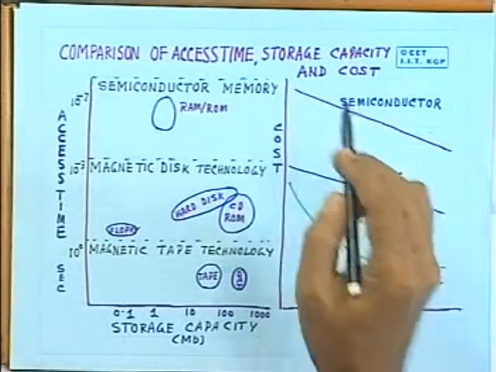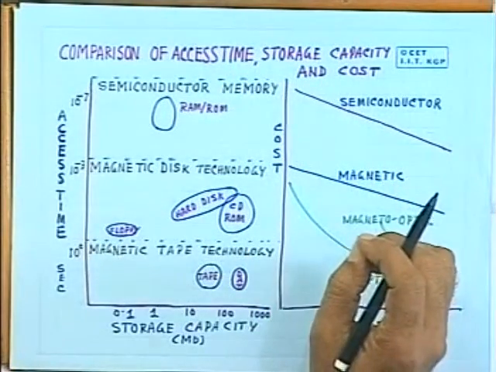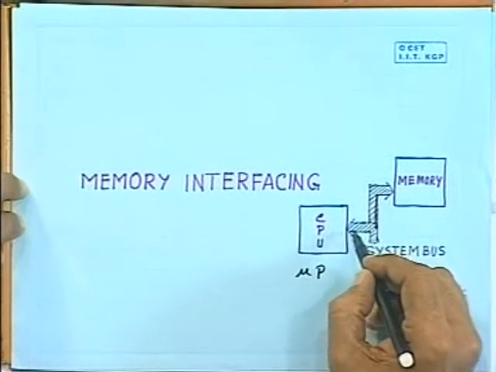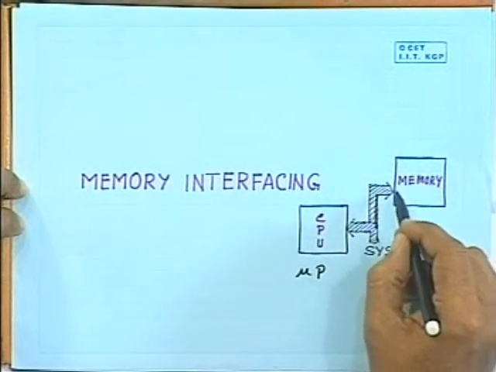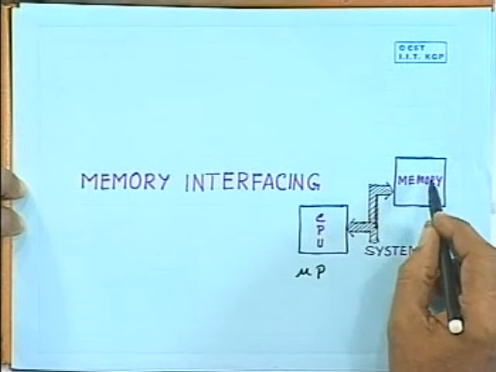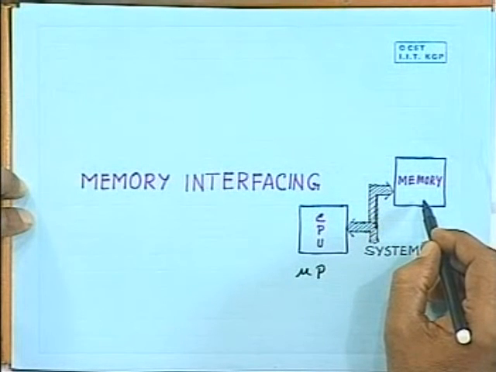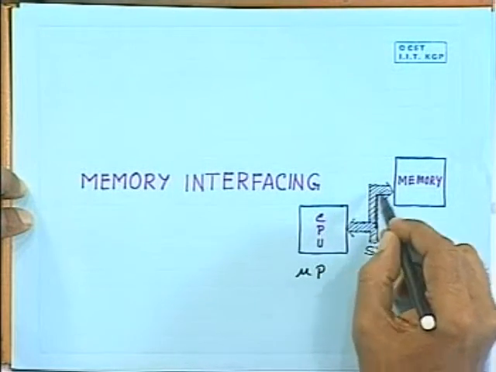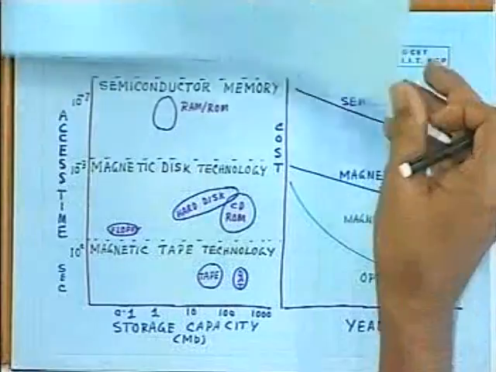Access time is essentially the round trip delay between the CPU and the memory. CPU, as you know, sends the address which goes to the memory, and memory, after receiving the address, generates the data and which goes back to the CPU. So, this round trip delay is known as the access time.